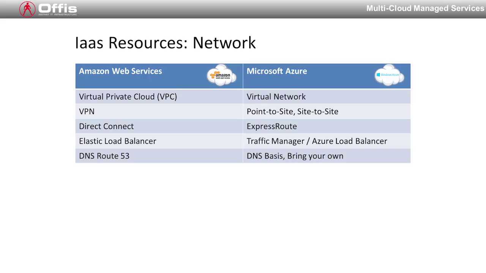Elastic Load Balancer. The name speaks for itself. It's a load balancer. You can run it as a public load balancer. You can run it as an internal load balancer. So traffic comes in, hits the load balancer, directs traffic to different availability zones within AWS, and then you've got Route 53.